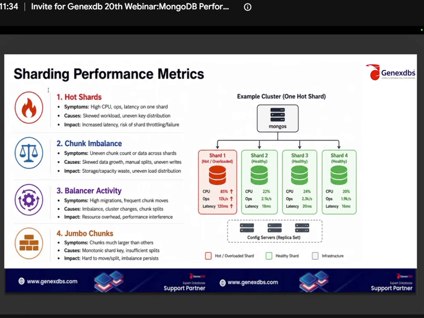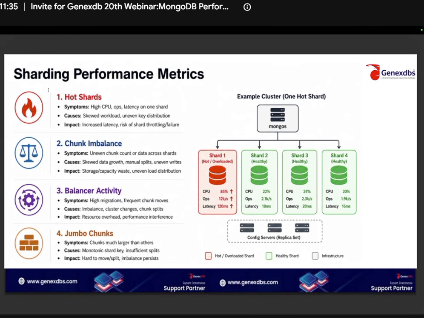First of all, hot shards occur when one shard receives more traffic than the others. It will show symptoms like higher CPU utilization, increased query latency, and uneven storage growth. These are some of the symptoms it will show. And the important cause for this is an inappropriate shard key, which concentrates the data or workload on a single shard. So that's why hot shards occur.